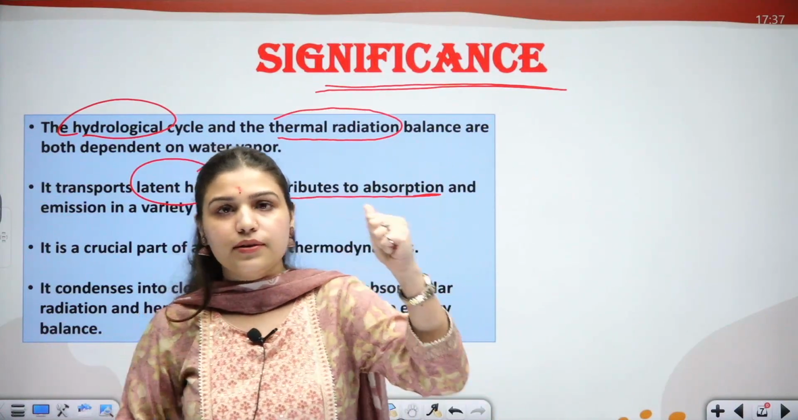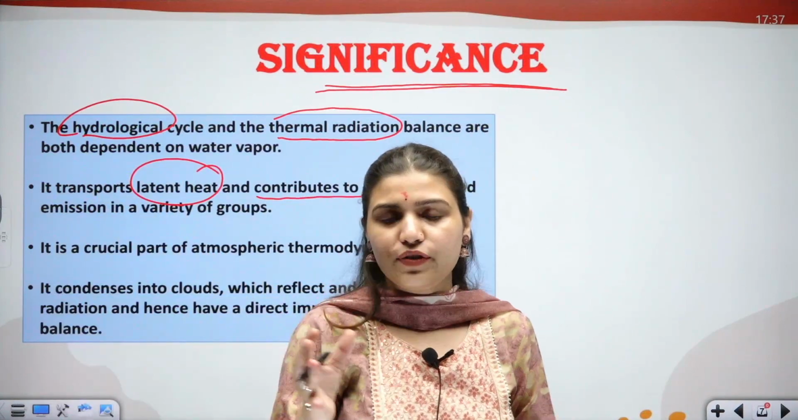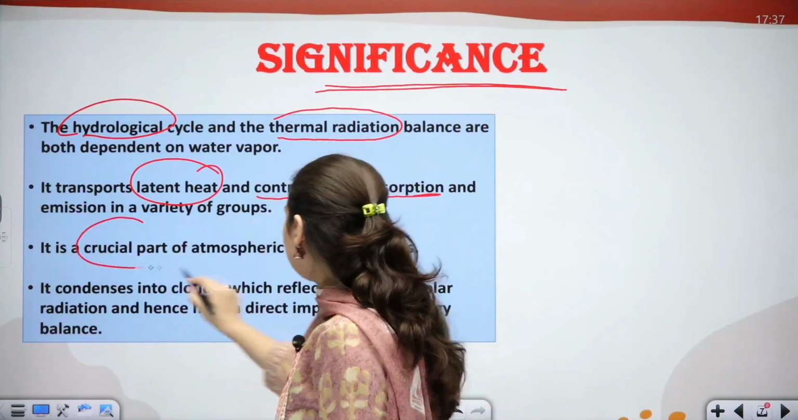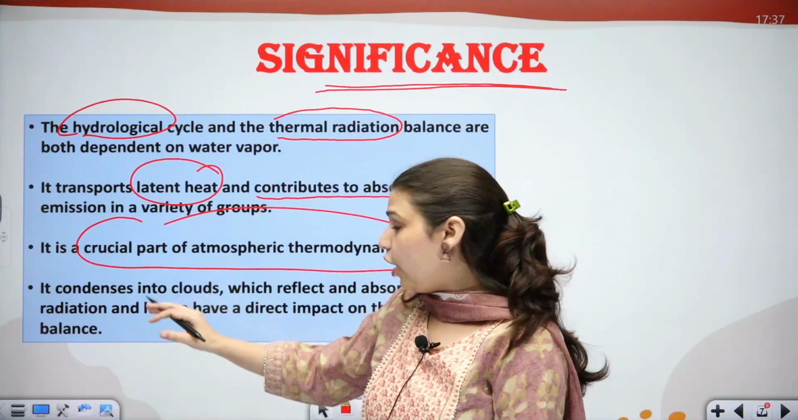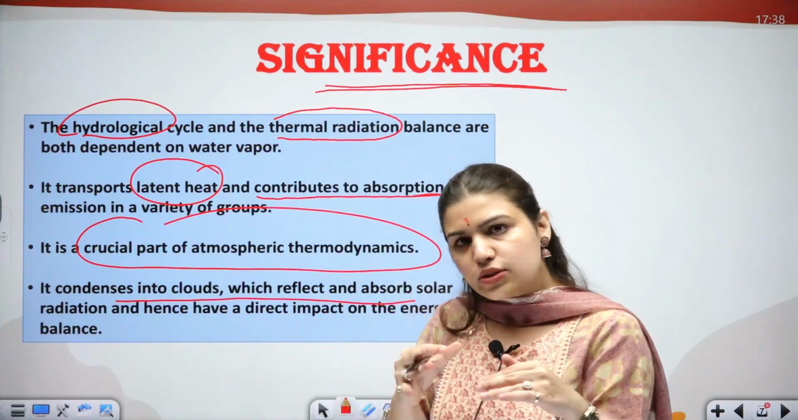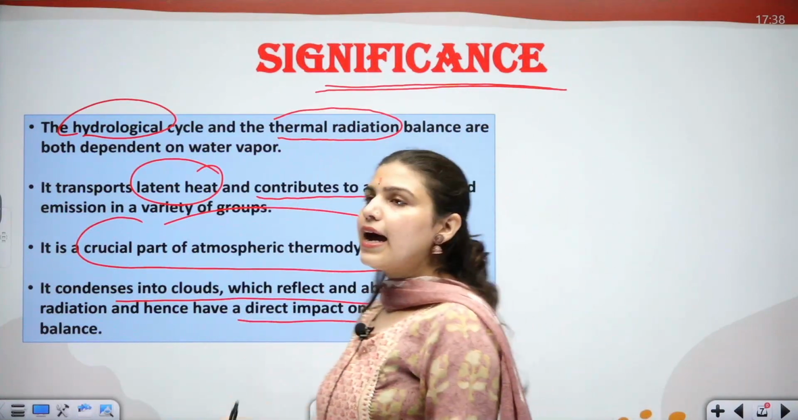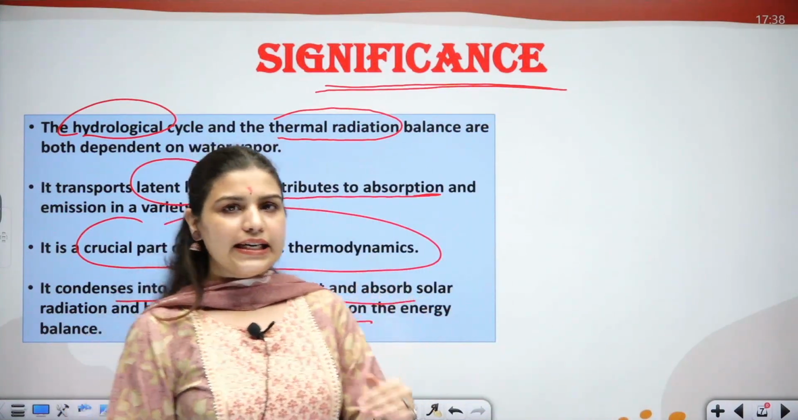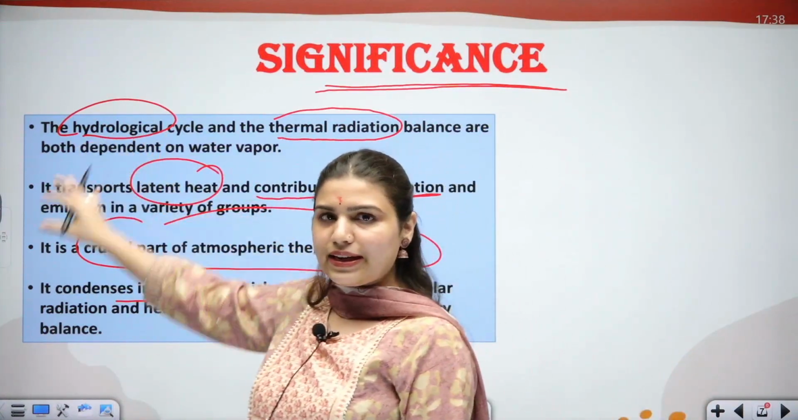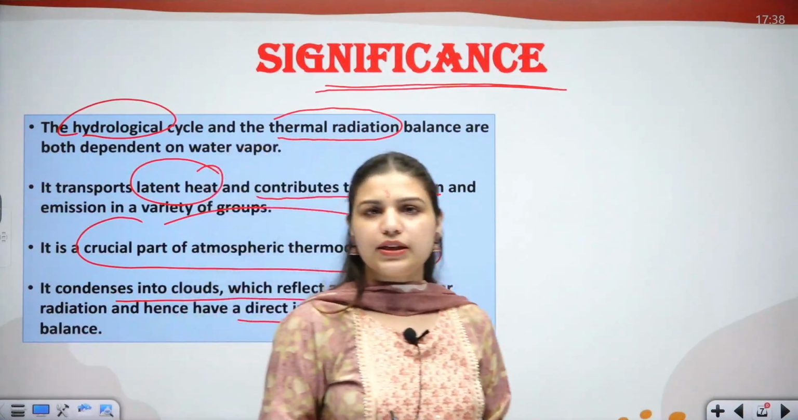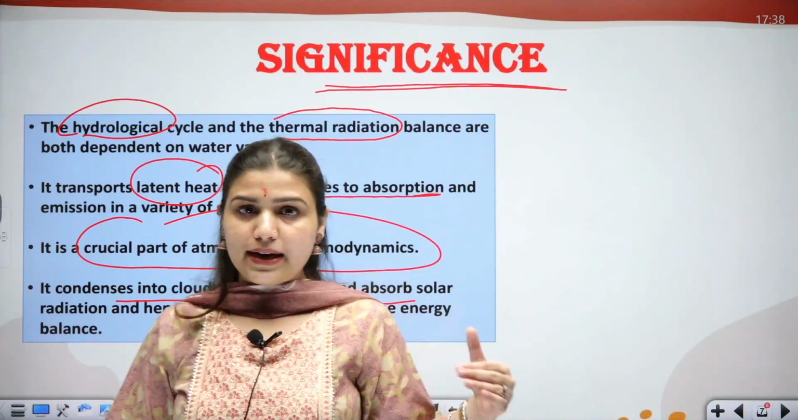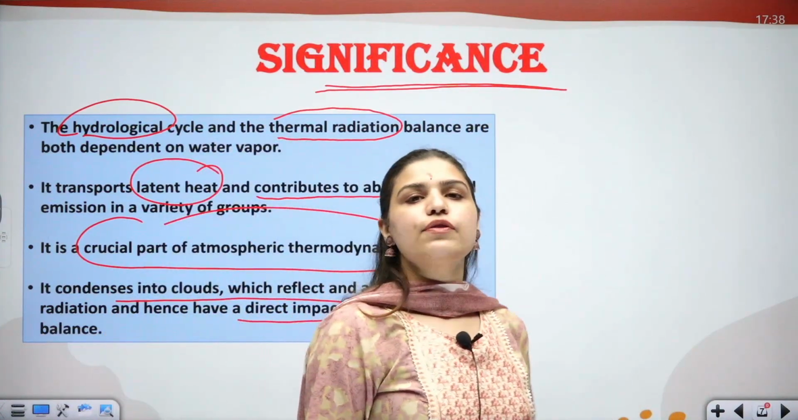The variety of ways include the evaporation and condensation process, and it is a crucial part of our atmospheric thermodynamics. How? Because it condenses into clouds which reflect and absorb solar radiation, and hence have a direct impact on the heat balance. So first of all, it is an important component of our hydrological cycle. Then it maintains the heat of the atmosphere, which is important, because otherwise, as I said in the beginning, the planet would have been really cold and it would have been difficult to survive on this planet.